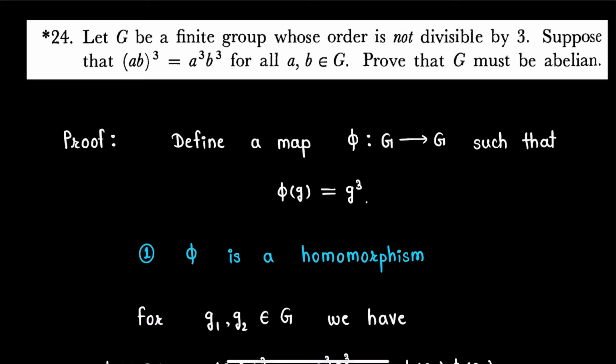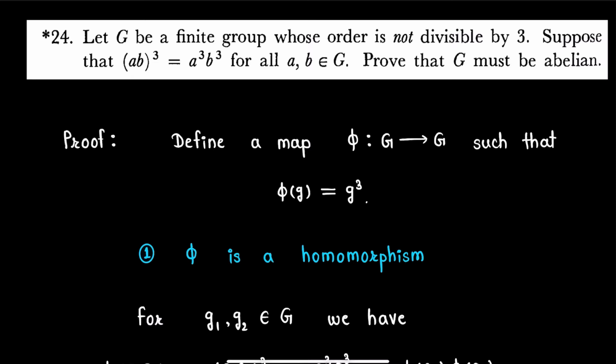Hello friends, in this video I am going to solve an exercise question from the book Topics in Algebra. The question is: let G be a finite group whose order is not divisible by 3. Suppose that (ab)^3 = a^3 b^3 for all elements a, b in group G, then prove that G must be abelian. Note that the order of a group is the number of elements present in that group.